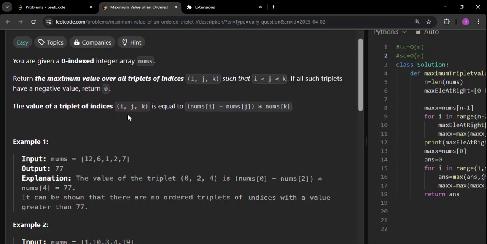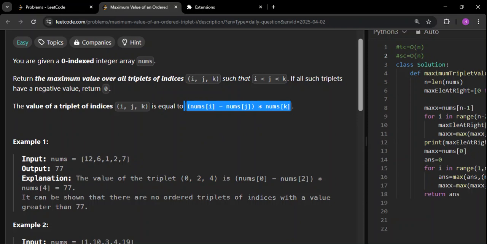So what you have to do is find the scores of all such triplets. Okay, so the value of a triplet, yeah, they are calling it a value, right? The value of the triplet, they are saying, is equal to (nums[i] minus nums[j]) into nums[k]. Okay, so the whole question is going to revolve around this particular topic. So you have to observe this very keenly. Then only will you be able to get some idea.